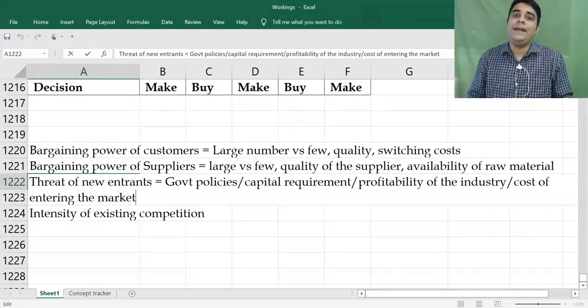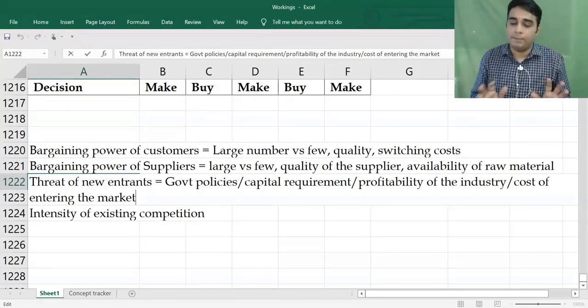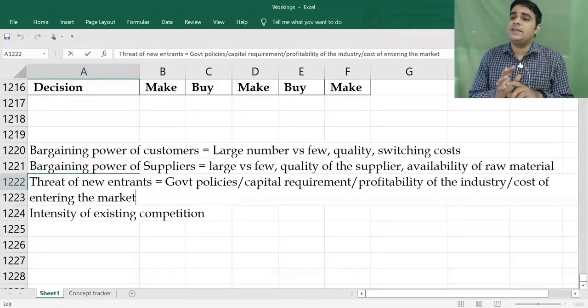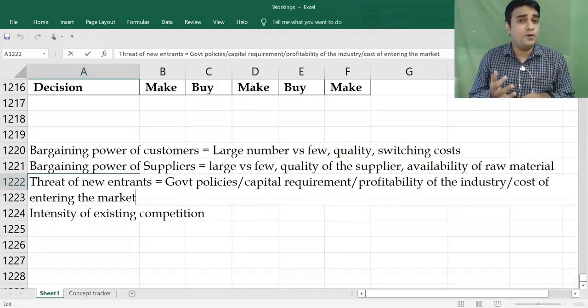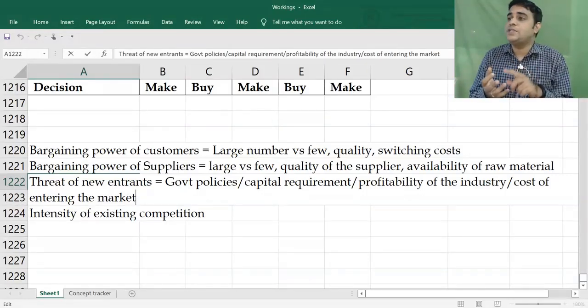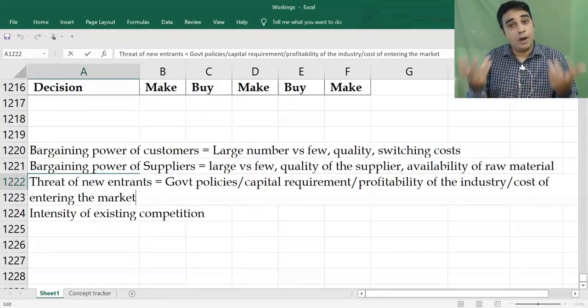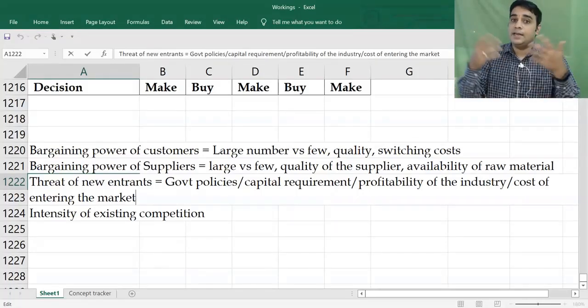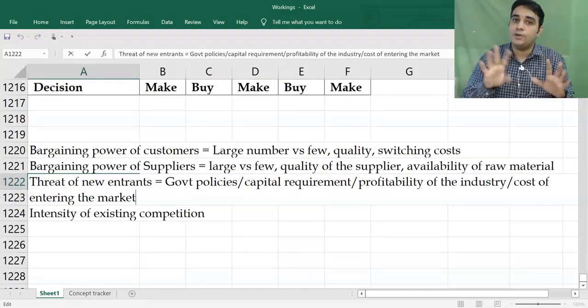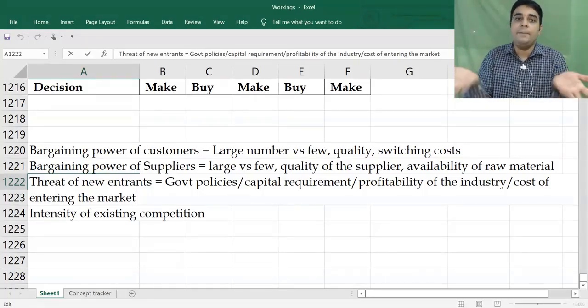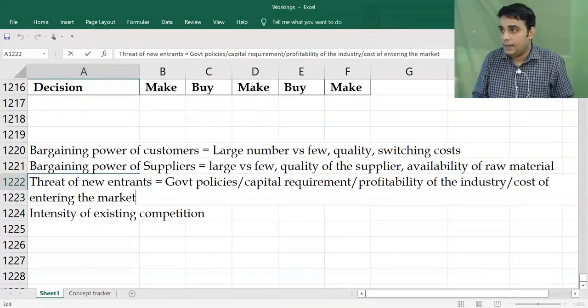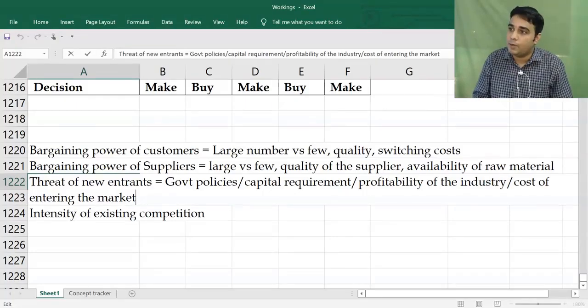If there are no entry barriers in an industry, again trouble. See, the worst scenario is very few customers, switching costs are also not there, very few suppliers, the quality of the supplier is also very good, raw material is in short supply, there is no alternate supply, so both the guys are going to dictate terms to me. On top of that, there are no entry barriers. Anybody can enter whenever they want, and exit whenever they want. That's also another trouble for me.